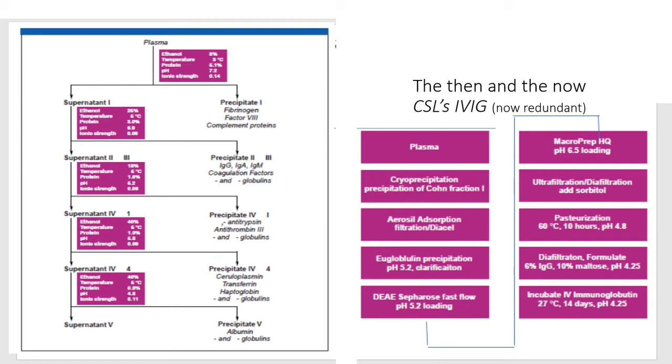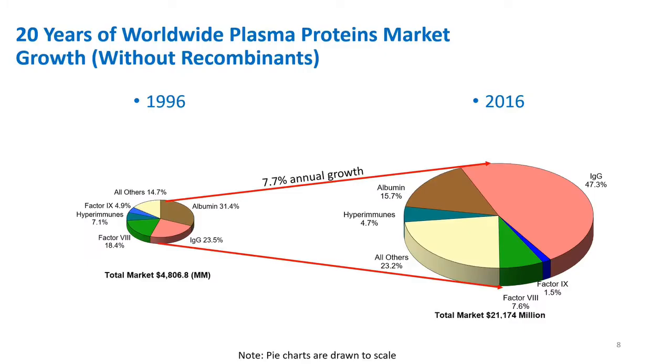And in fact, what we have today in most plasma fractionation plants is a combination of the two technologies. Both Kohn fractionation and chromatography are utilized in the same purification schemes by many companies which manufacture plasma proteins. Let me now say something about the industry.